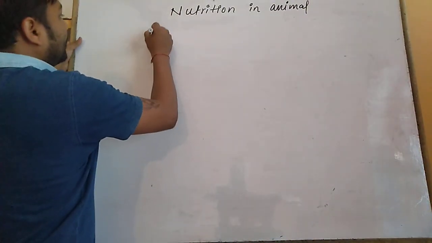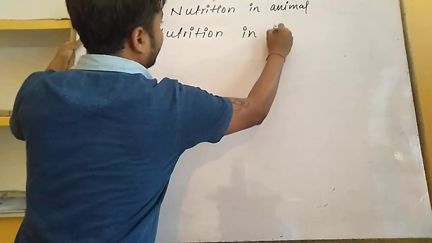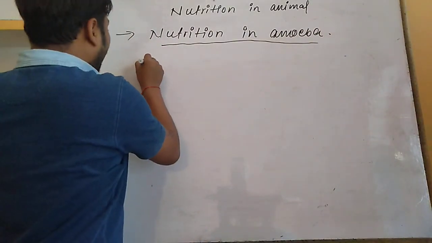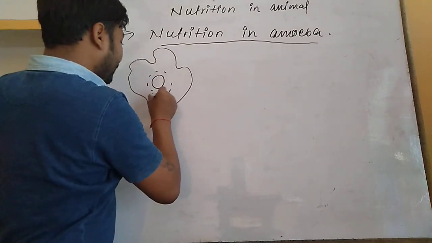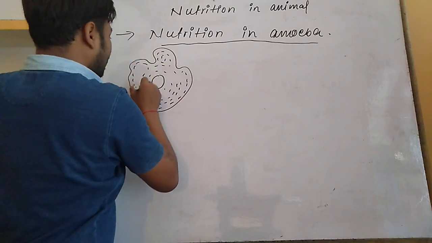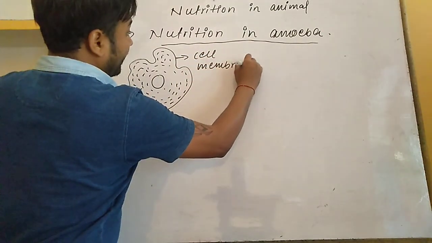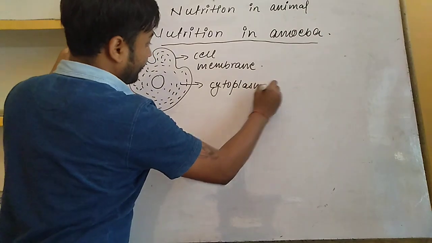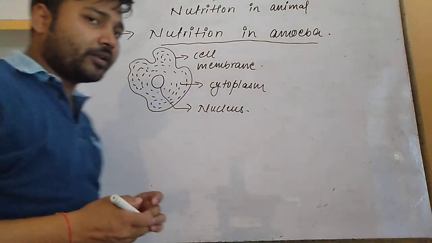Nutrition in amoeba. As we know, amoeba has an indefinite shape and structure, which contains three important typical parts: first the cell membrane, second the cytoplasm, and third the nucleus. These three parts are most important to complete a cell.